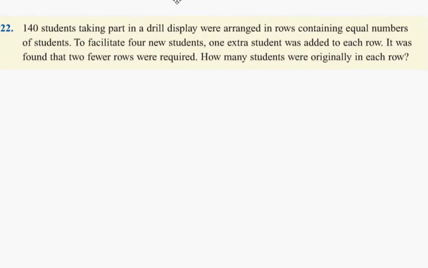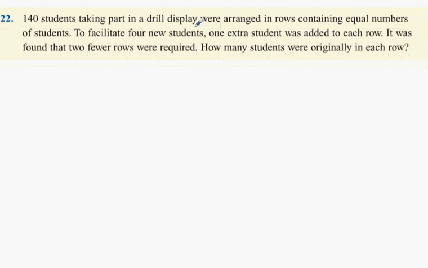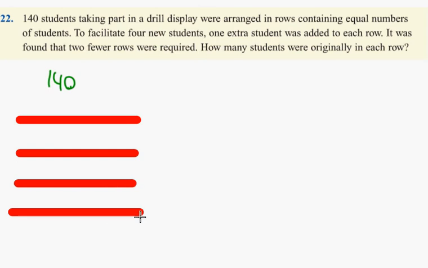Now, 140 students taking part in the drill display are arranged in rows containing equal numbers of students. To facilitate 4 new students. Okay, what did I say about this one the last day? You have 140 students, yeah? What do you know about every row? What do we know about every row, guys? It has to contain equal numbers. You can't have half a row, and you have to have the same number of students in each row.